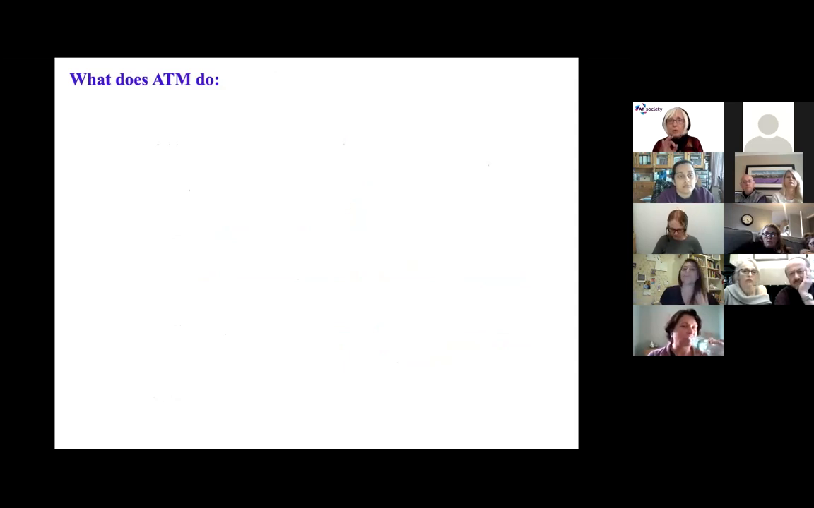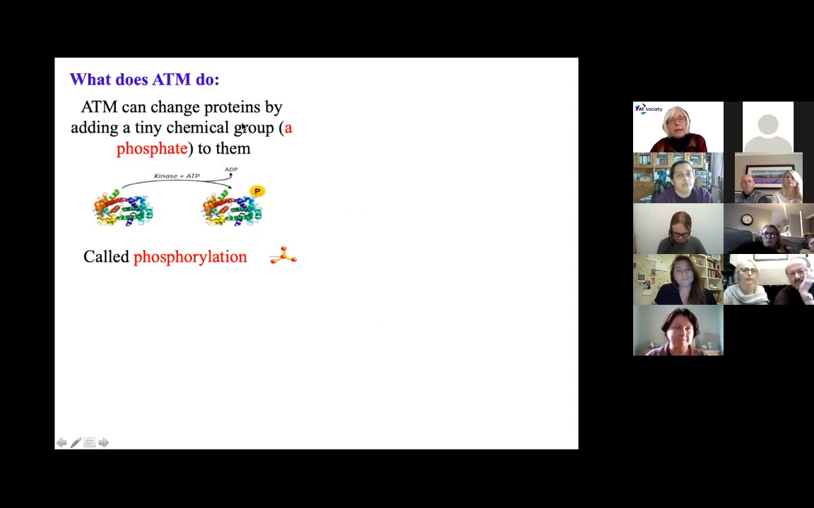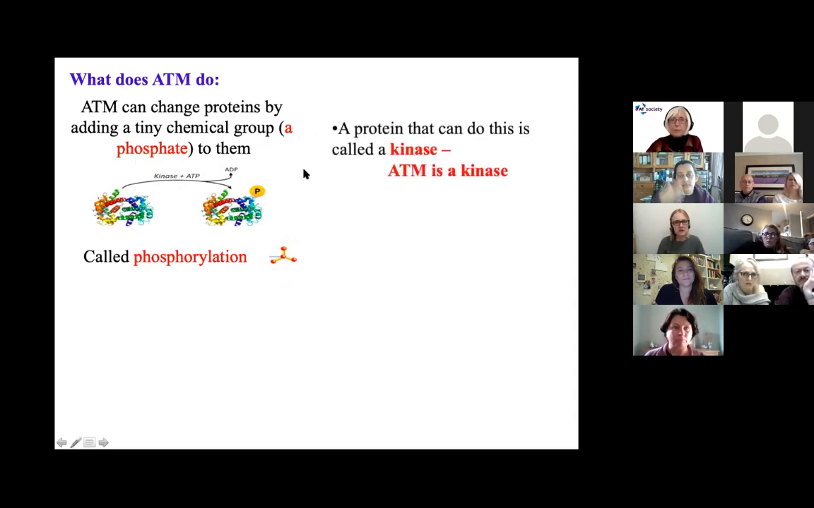So now I'm going to tell you what ATM actually does. Basically it changes proteins by adding a tiny little group to them, which is called a phosphate group, shown there, and the process is called phosphorylation. The enzymes, the proteins that do that, are called kinases. You may have heard us talk about the ATM kinase or the ATM kinase activity. It's that activity that just adds on this little tag to this protein.